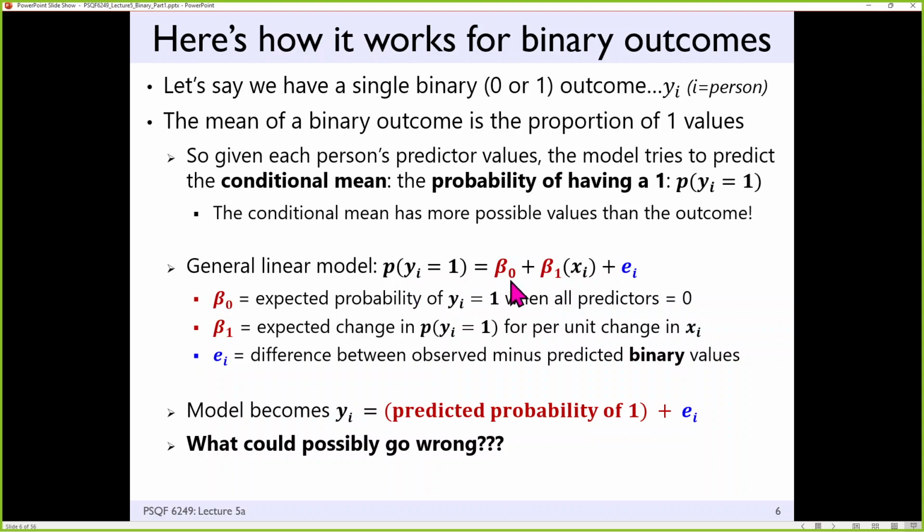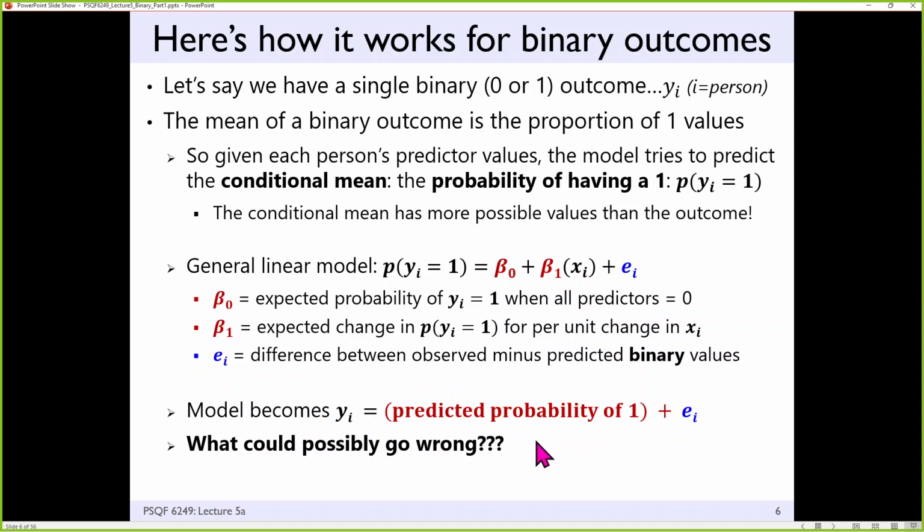And I can do it with a linear model that looks like this, or linear predictor as it's called. I have my beta 0 intercept. That would be the expected probability of a 1 when all my predictors are 0, just 1 here. Beta 1 would be the change in the probability of a 1 for a unit change in my predictor. And then e would be whatever's left over, what I actually had minus the predicted outcome. So when put together, the model looks like this.